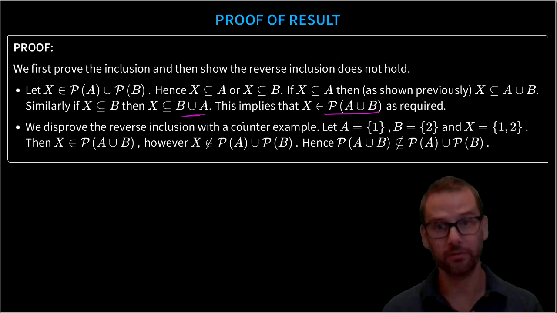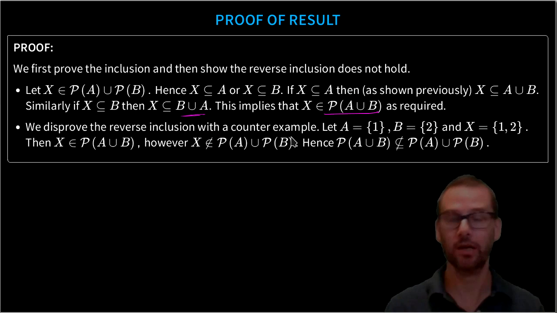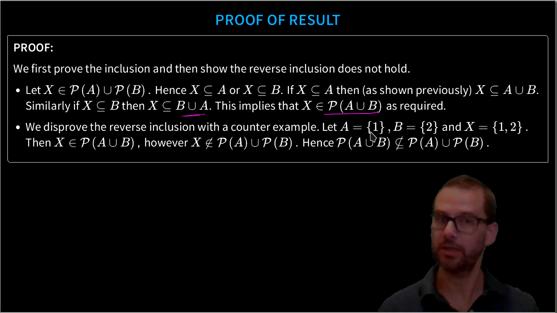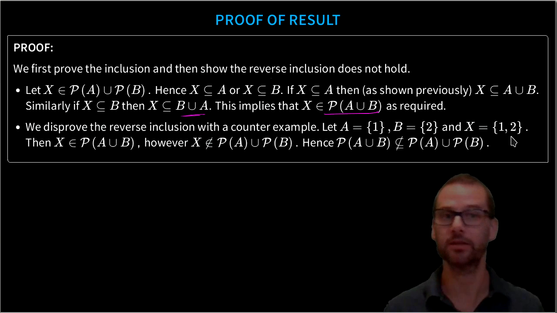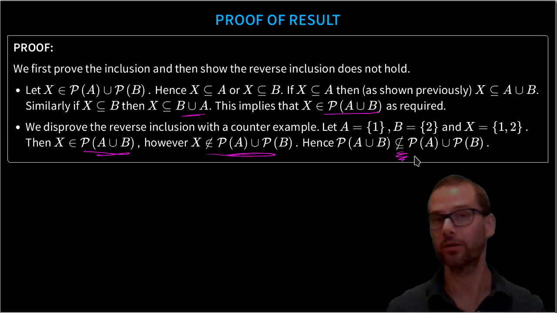To disprove the reverse inclusion, we use a counterexample. So in particular, if we set A as the set that contains 1, B is the set that contains 2, and X is the set that contains 1 and 2, then we see X is in one side, but X isn't in the other side, and that's enough to show that that inclusion doesn't hold. And that's enough to do the proof.